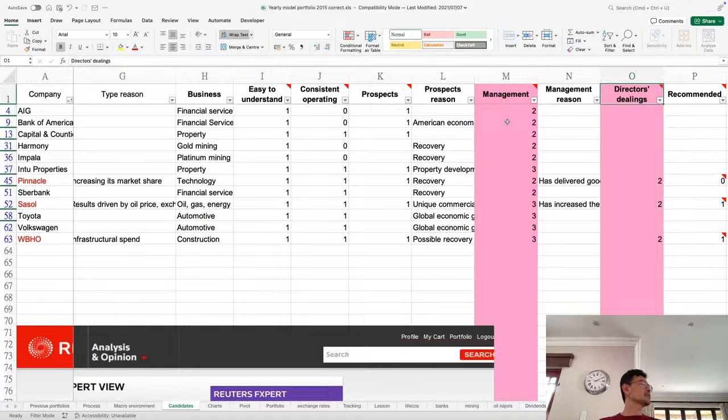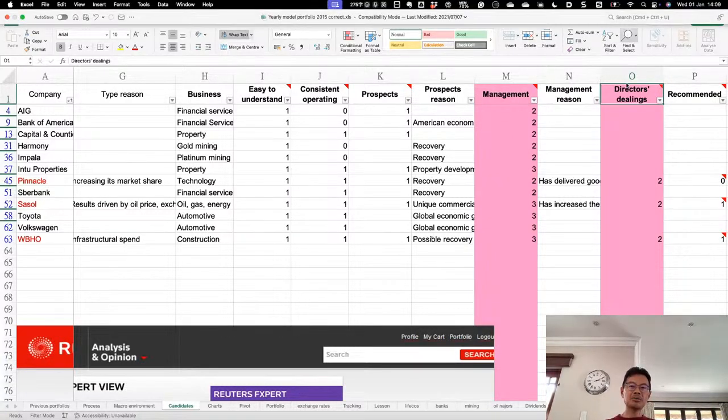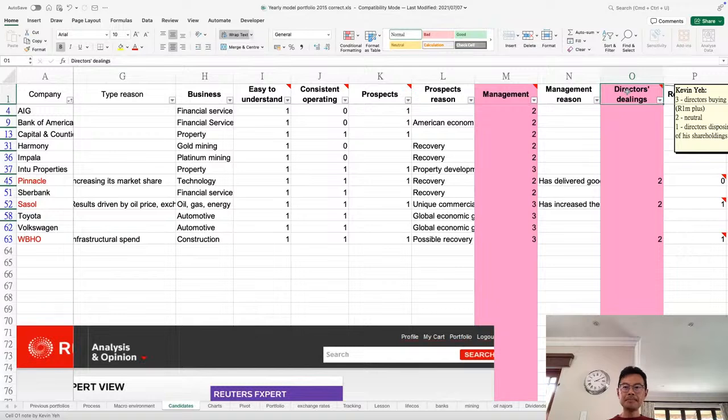Directors' dealings give an insight into how the directors think about the company, whether they think the company is going to do well and they buy more shares, or they're selling shares because they think it's highly valued, or they think there's a problem, or they know there's a problem with the company and they would rather just sell the shares while the price is still good. So directors' dealings can be an indication of what they think about the company.